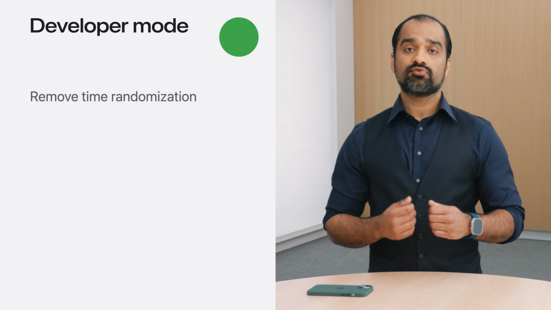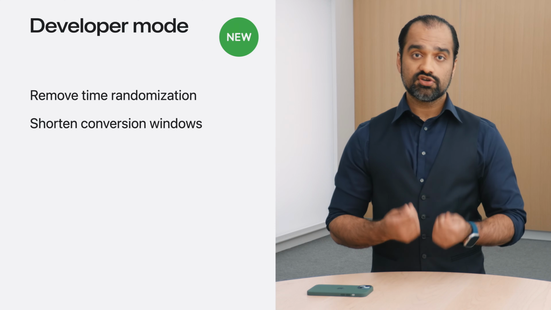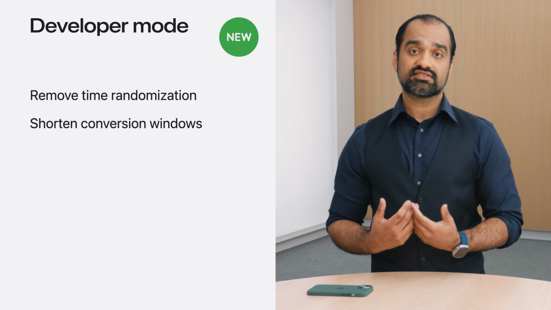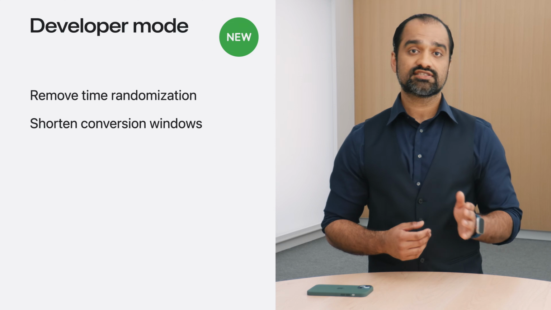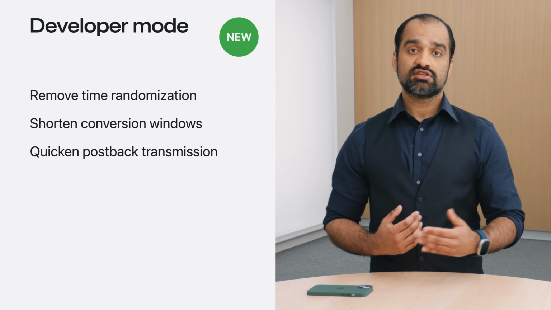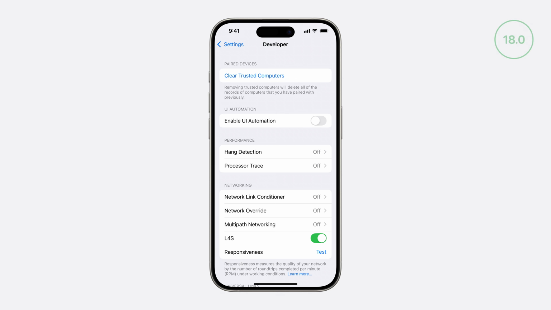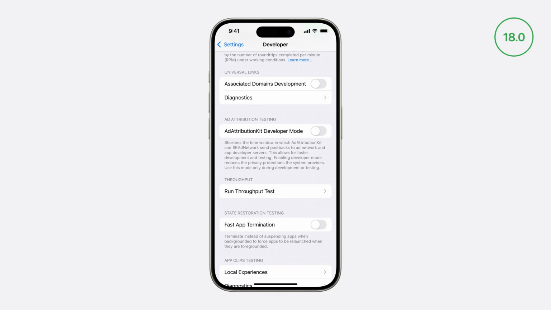Developer mode removes time randomization from the system to make it time deterministic. It shortens the conversion windows, so testing of conversion value updates can be done in all 3 windows in a test-friendly timeframe. Developer mode also speeds up postback transmission to help with testing. Let's look at how to turn on developer mode. In iOS settings, navigate to the developer menu and scroll down to the switch for Ad Attribution Kit developer mode. When the switch is turned on, Ad Attribution Kit begins to function in developer mode. The time durations in the system are shortened to enable faster testing.